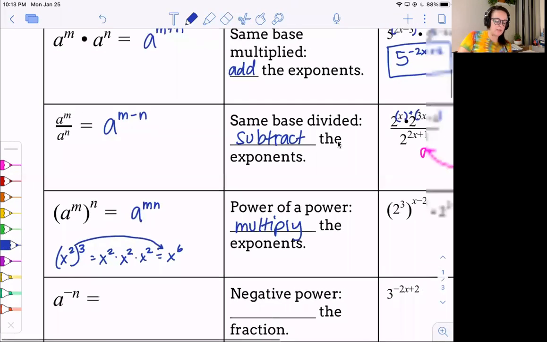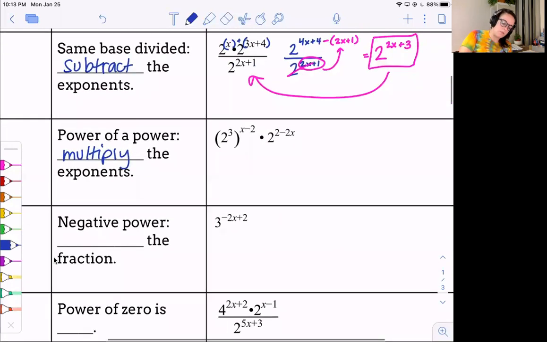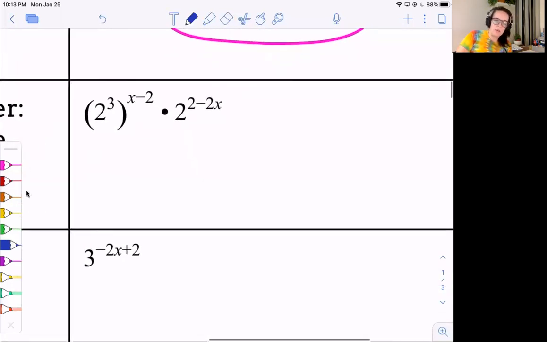Notice that this is different from this first one here where we actually had the multiplication symbol. That's because there are 2 separate bases here. Here we only have 1 base. So for multiplying here, we see the 2 to the power of 3 to the power of this. So we have 3 times x minus 2. So we're going to be multiplying. That requires distribution here, like this. So we would have 2 to the 3x minus 6.